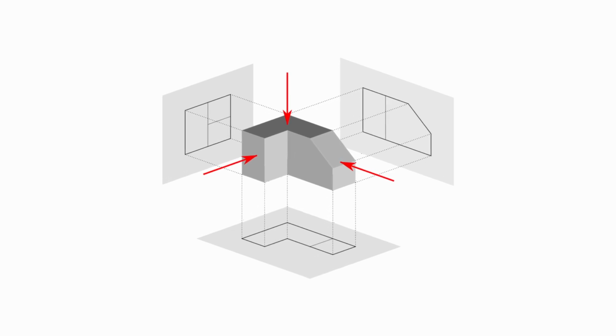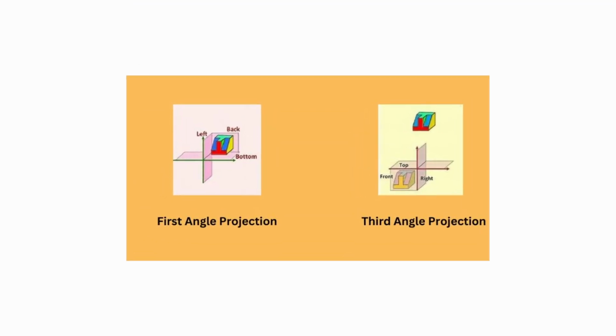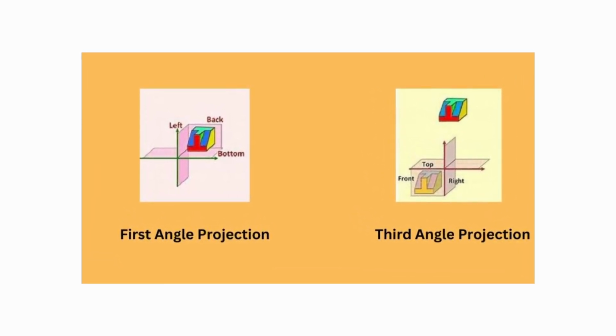Very important is the difference between first angle and third angle projection. This is very, very important for a mechanical engineering student to know very well. Not only mechanical, an engineering student should know very well the difference between first angle and third angle projection. The main difference is that in first angle, the front view will be at the top and the top view will be at the bottom, whereas in third angle projection, the top view will be at the top and the front view will be at the bottom.